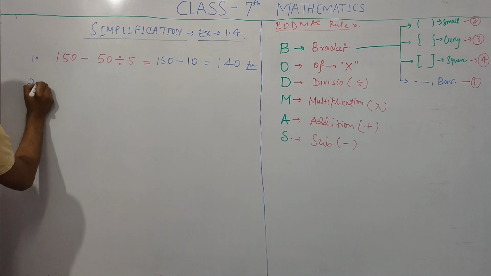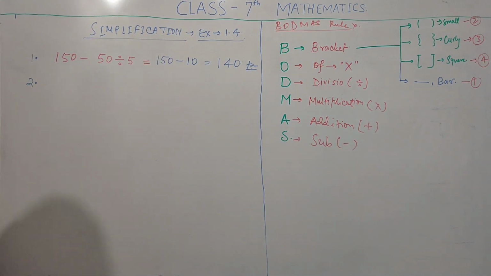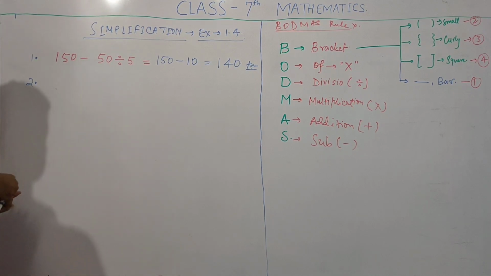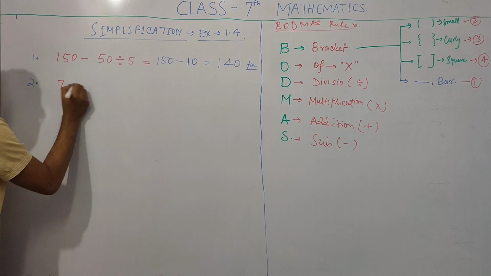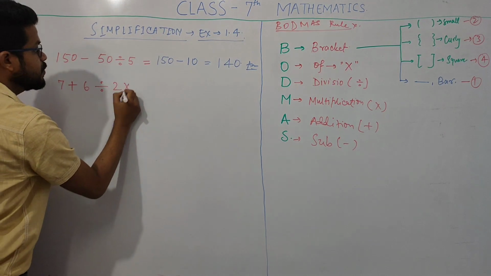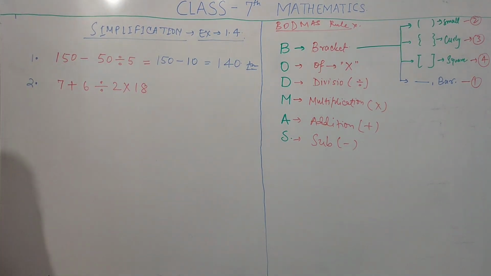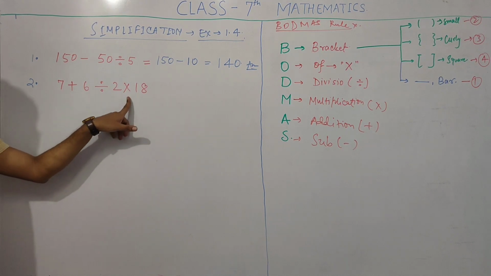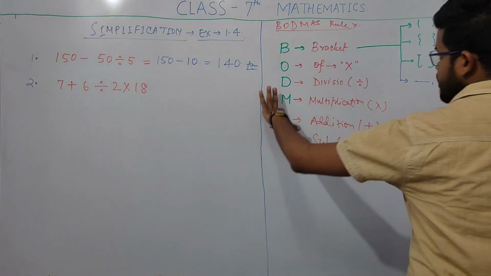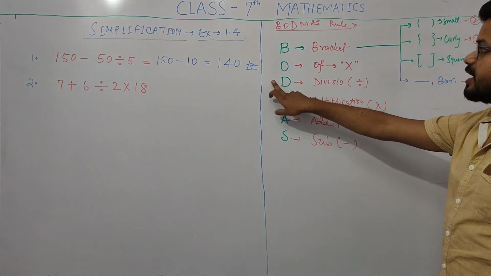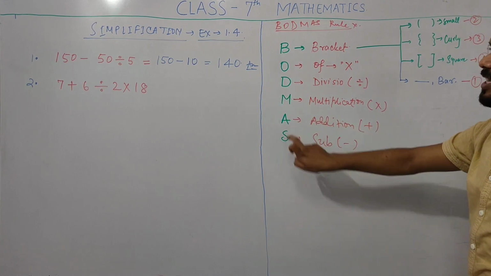Now the second one is 7 plus 6 divided by 2 into 18. Here there is a plus sign, a division sign, and a multiplication sign. So which do I give the first priority? First is division, then multiplication, then addition.